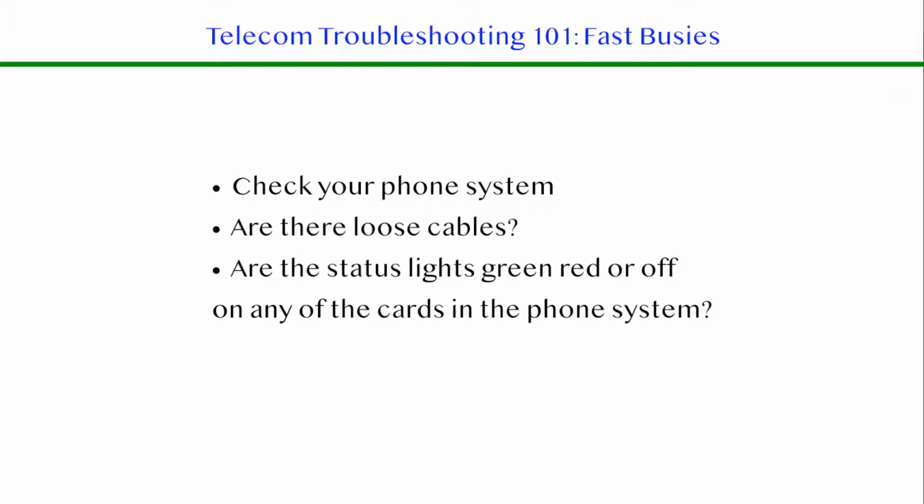What you want to look for next are things like indicator lights on the phone system itself. Do you have green lights? Green lights are good. Do you have red lights? Are the lights off on a particular card in the phone system? Those types of issues are going to prompt you or your technology person to take a closer look and reset that part of the phone system.